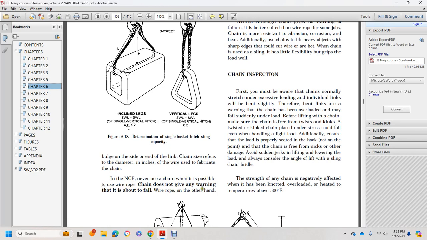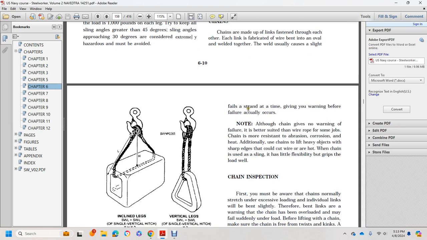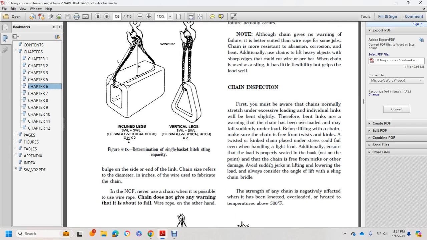Wire rope does not give any warning before it fails. A chain, on the other hand, gives a warning before the failure actually occurs. Although the chain gives a warning, wire rope is best suited for most jobs. The chain is more resistant to abrasion and corrosion, and to the heat. Chains are also used to lift objects with sharp edges that would cut, or hot objects. Chains used as a sling are a little less flexible, but grip loads well.